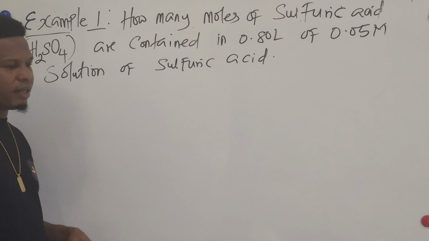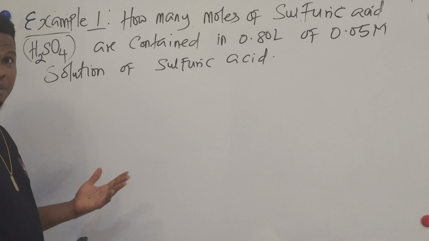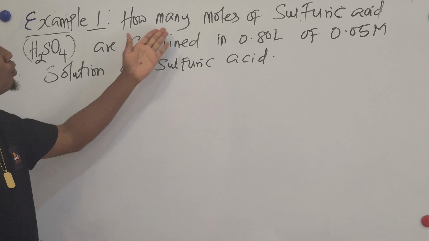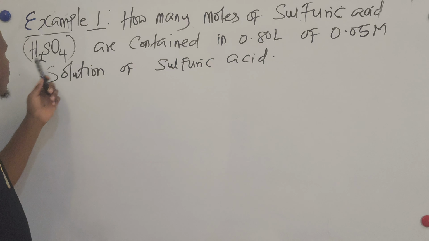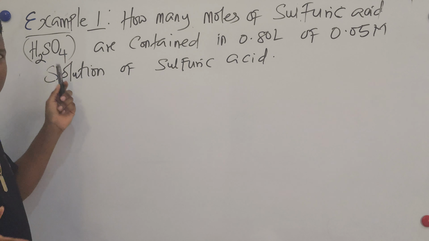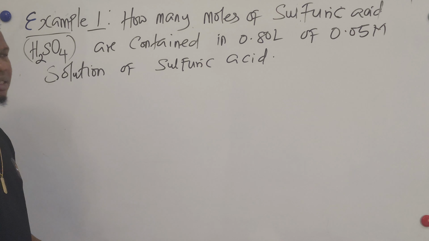Look at this problem. It's very simple. I believe from the previous class we just had, you can get how to go about this. But let's look at it and see what it is. It says, how many moles of sulfuric acid? Sulfuric acid is the same thing as tetraoxosulfate(VI) acid. You should know. Sulfuric acid is the old name, while the IUPAC name is tetraoxosulfate(VI) acid, right?